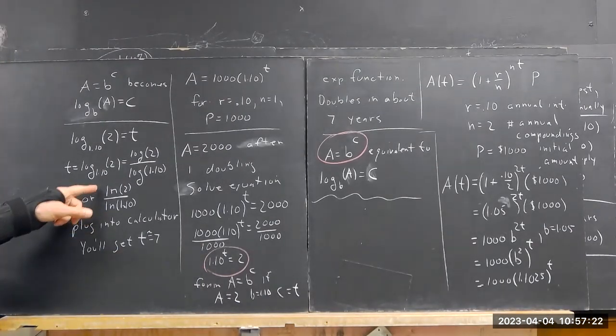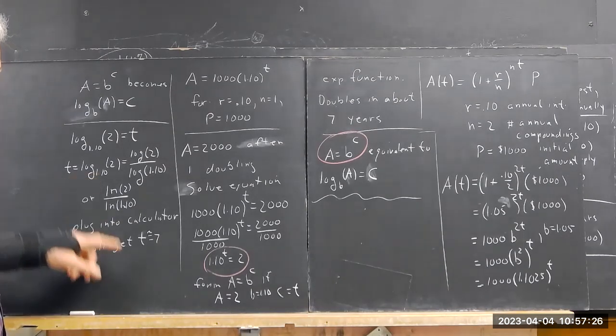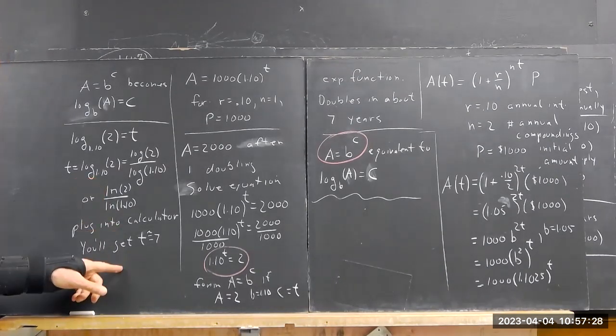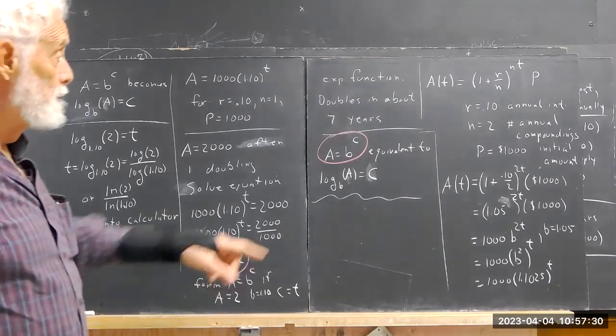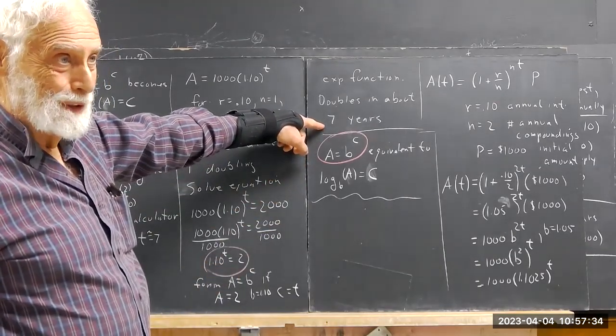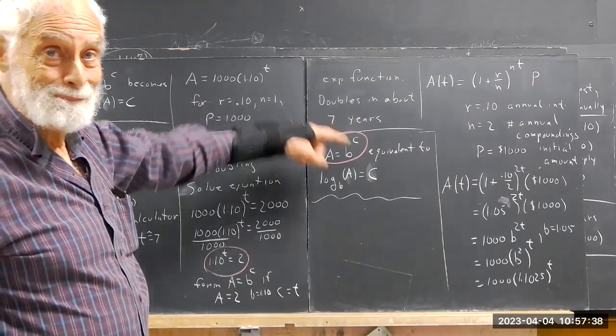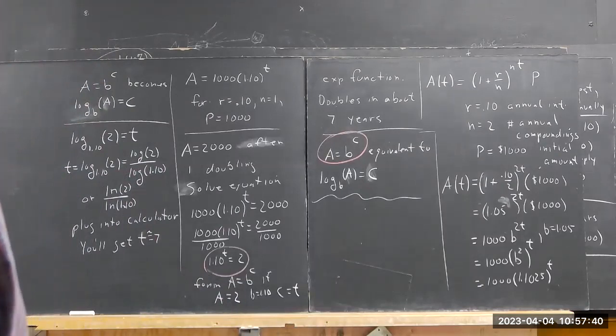But in any case, this is what you get. So I didn't do any genius level calculation to figure 7 years. Just divided 10 into 72. But you want to be able to do it exactly, and you want to be able to solve that equation.